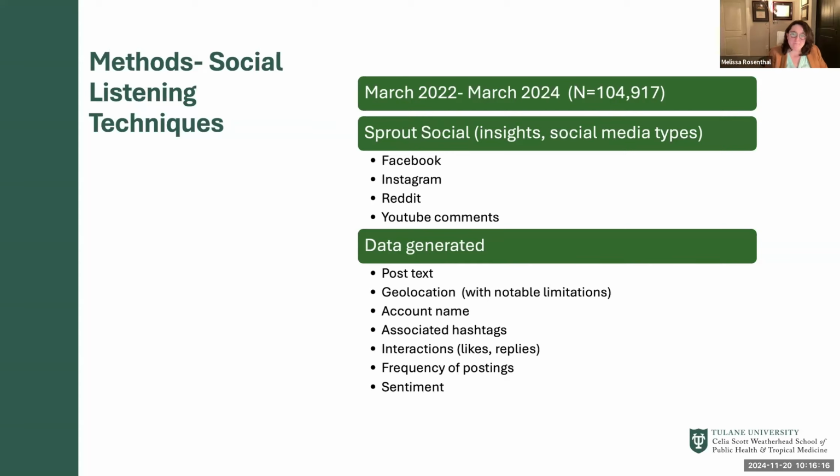The post text, geolocation. It's worth noting that some posts recognized a geotag, others did not. So we had many entries that we were not able to match with a specific country or region. And we also were able to look at interactions, such as likes, replies, and other comments. We could see the frequency of postings, and we could also see the sentiment of what people were saying. Were people talking about MOUD and take-home MOUD specifically in a positive way or in a negative way?